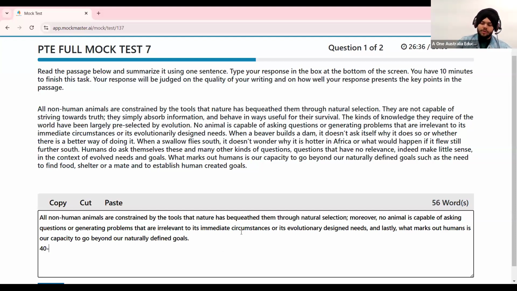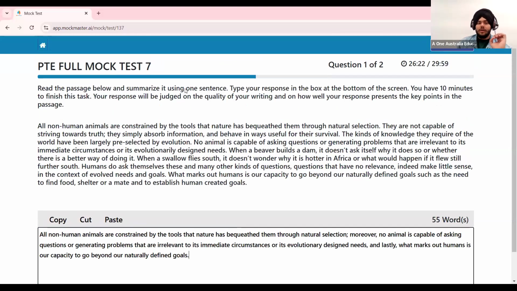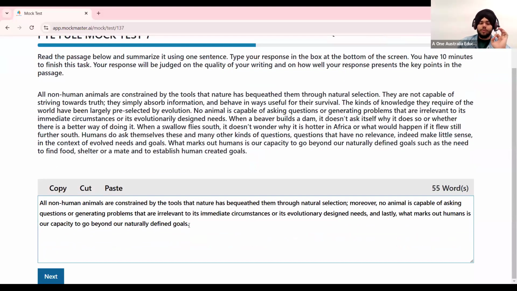Second thing, we usually recommend students to write 40 to 70 words. But the thing is, if you want, you can go up to 75, guys. The main thing in this task is you only need to write one sentence, which basically means we are only going to use one full stop, which is here only.